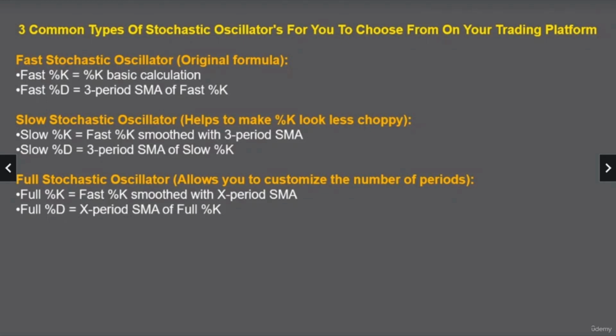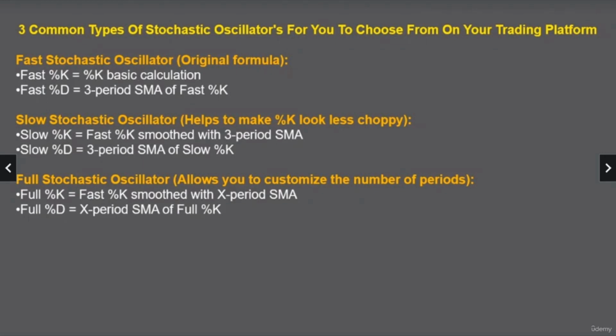And then there's the full stochastic oscillator, and all that really does is allow you to customize the number of periods. Remember, the number of periods has a default, and that default is 14 days. If we were to look at the formula back in the previous slide, it's a 14-day default. But if you wanted to change that from 14 days, you can put in whatever number of periods you want. And that's really what the full stochastic oscillator does. This gives you more flexibility in days.